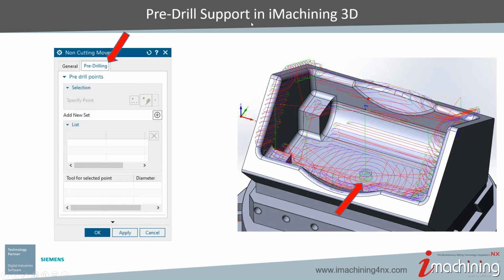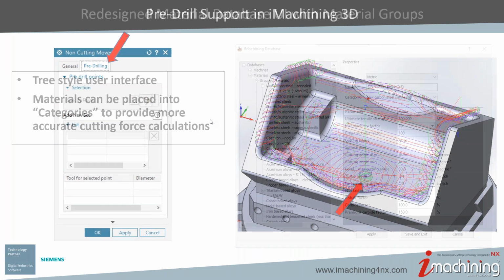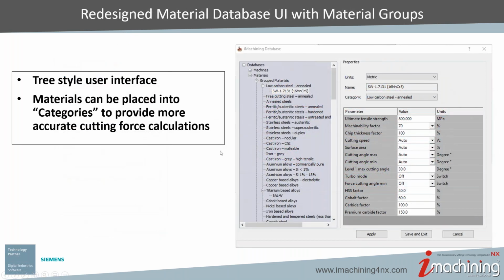And of course, we also have pre-drill support in iMachining 3D, which we did not have in the previous version of iMachining for NX. So now you can do the same thing in 3D machining, which is, as I said, really awesome because pre-drilling really makes a huge difference.